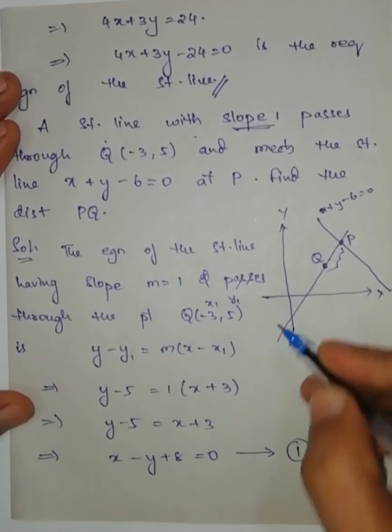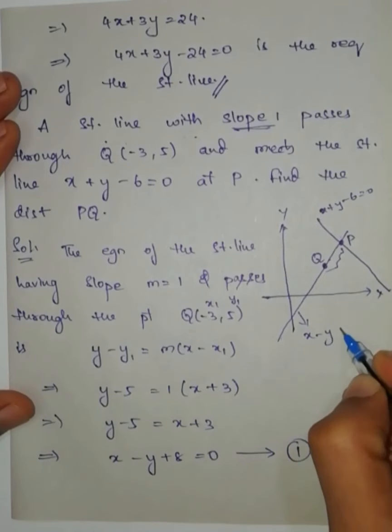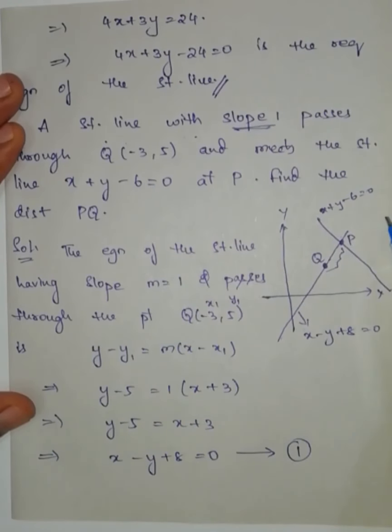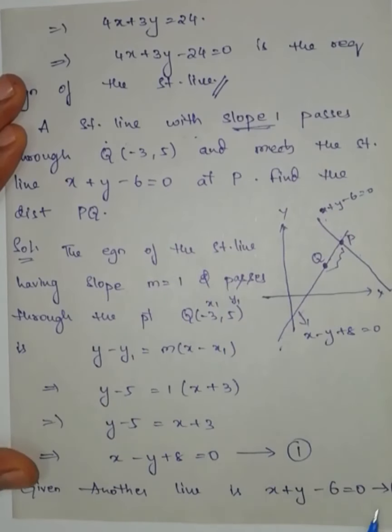Equation number 1. This is that line. Now given that this straight line meets another straight line at P, means if I take the point of intersection of these two lines, I will get the point P. Given another line is x plus y minus 6 is equal to 0, equation number 2. Now solving 1 and 2, we will get the point P.